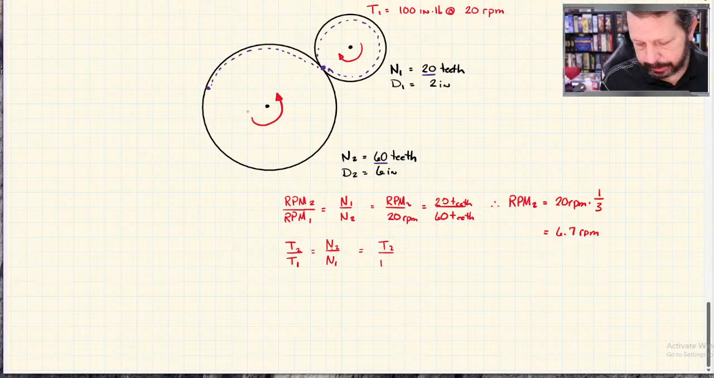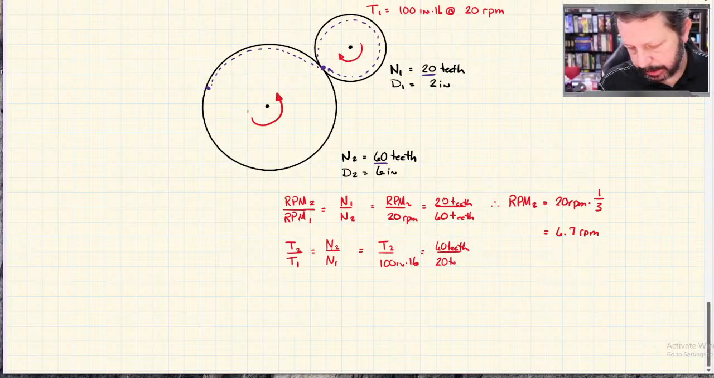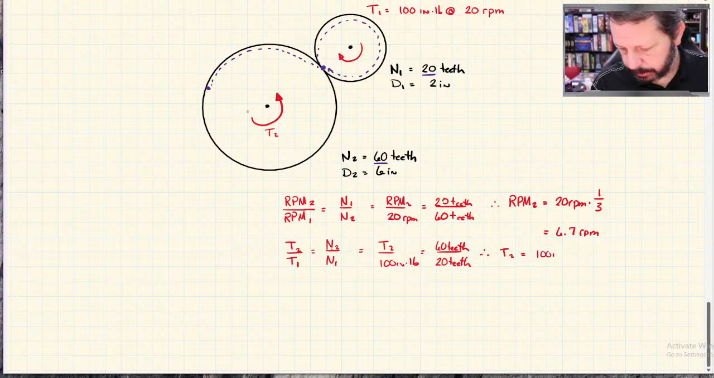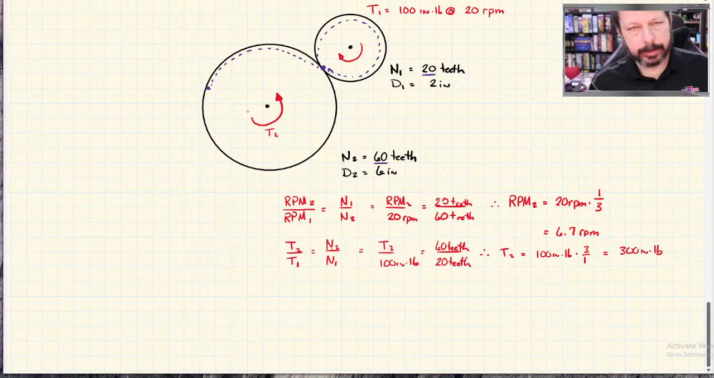So torque 2, I don't know. Torque 1 is 100 inch-pounds. And then N2 is 60 teeth, and N1 is 20 teeth. Therefore, the torque delivered by the bigger gear, T2, is equal to 100 inch-pounds times my 3-to-1 gear ratio, 300 inch-pounds. So I've slowed it down, but I've multiplied the torque.